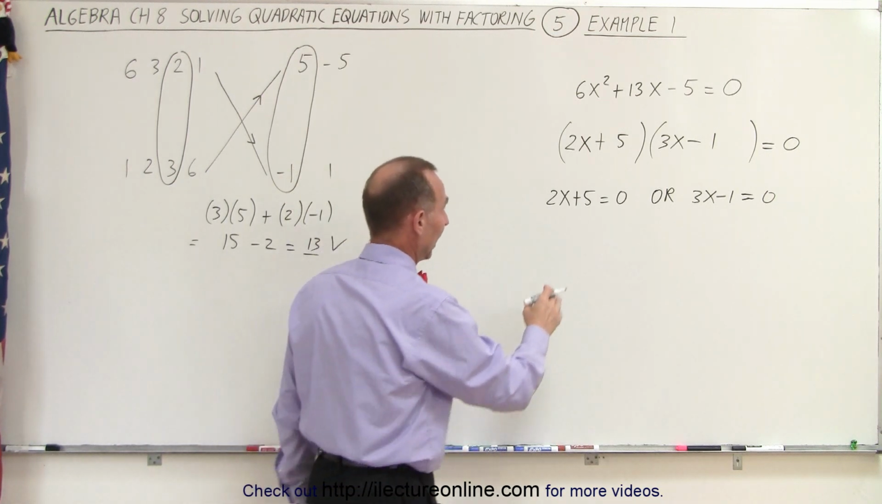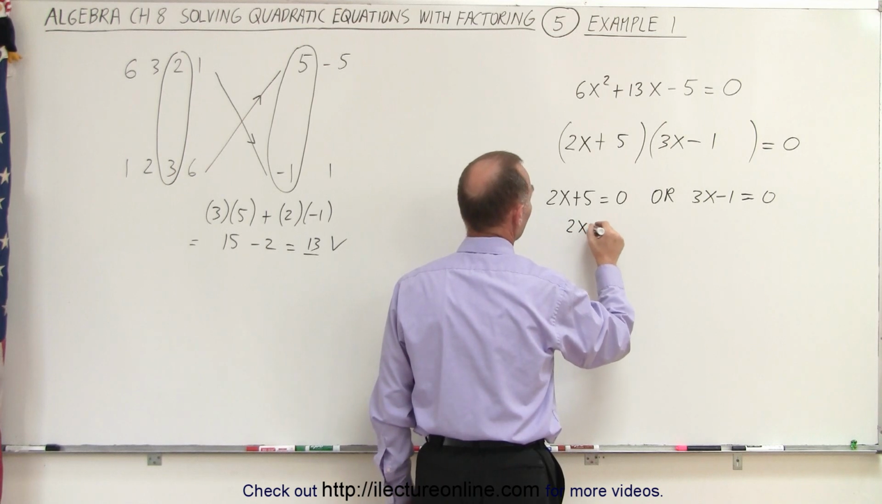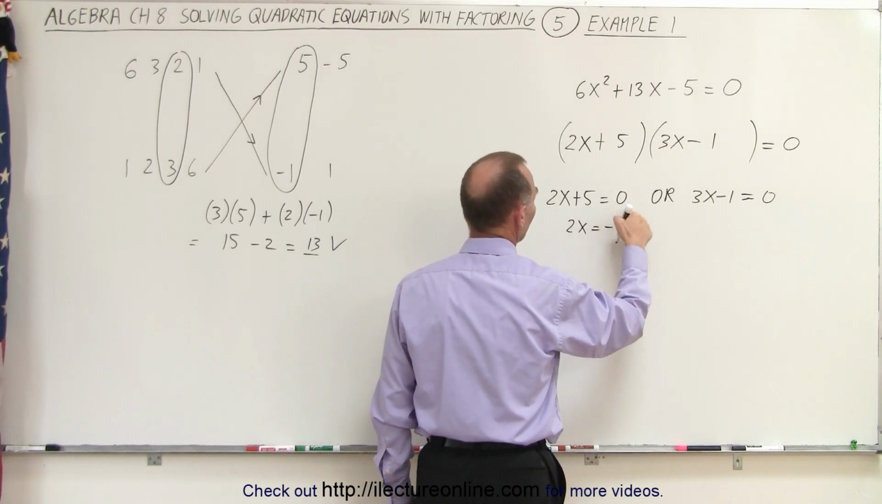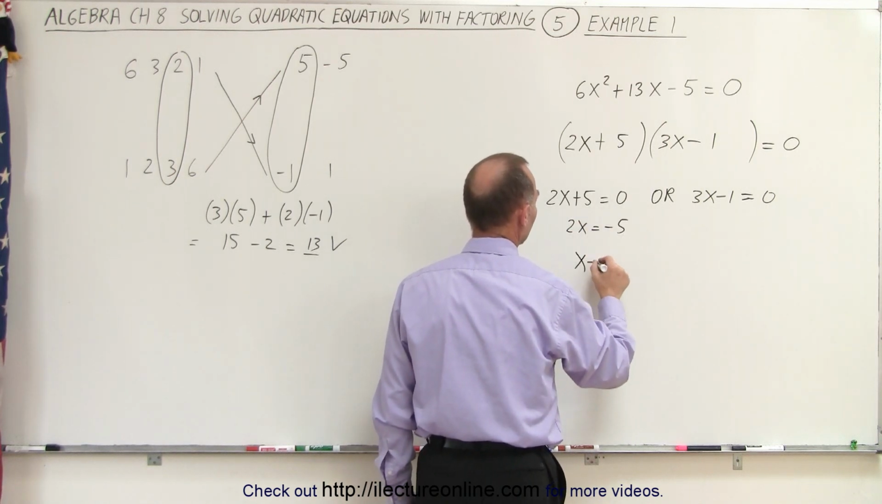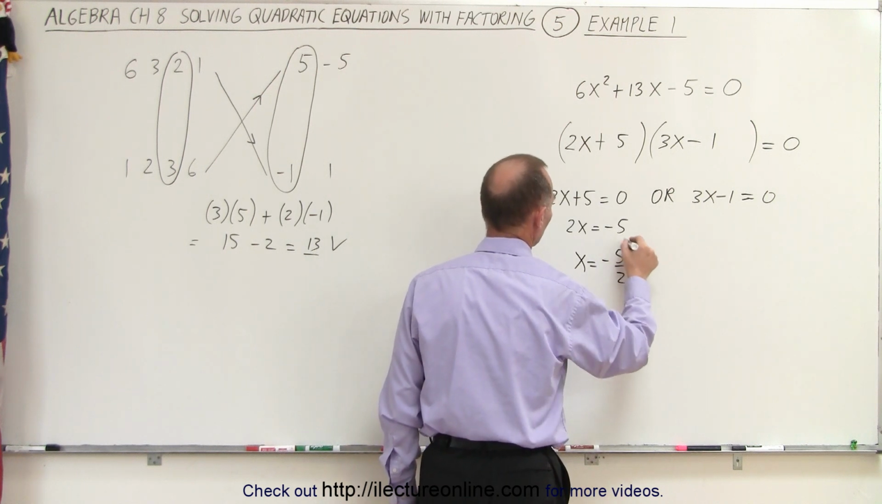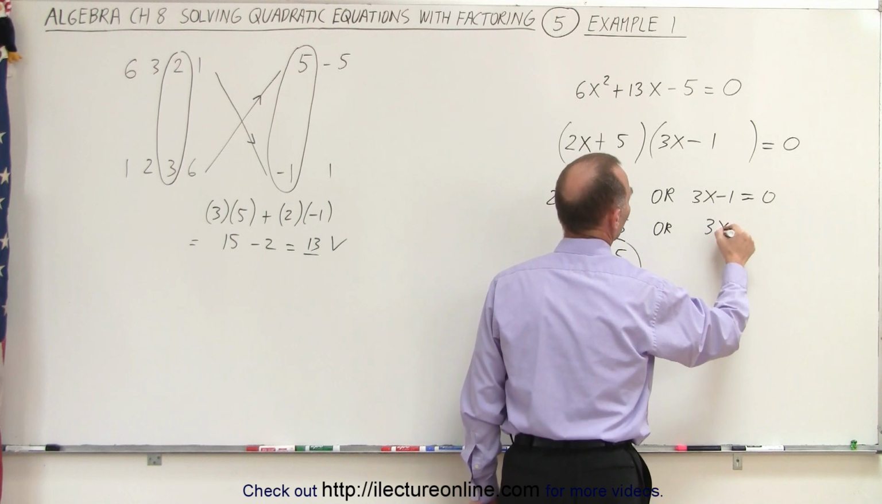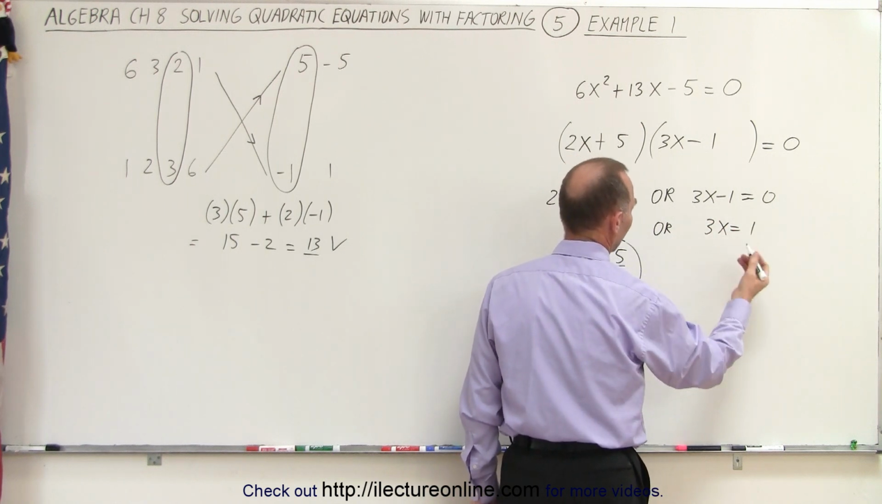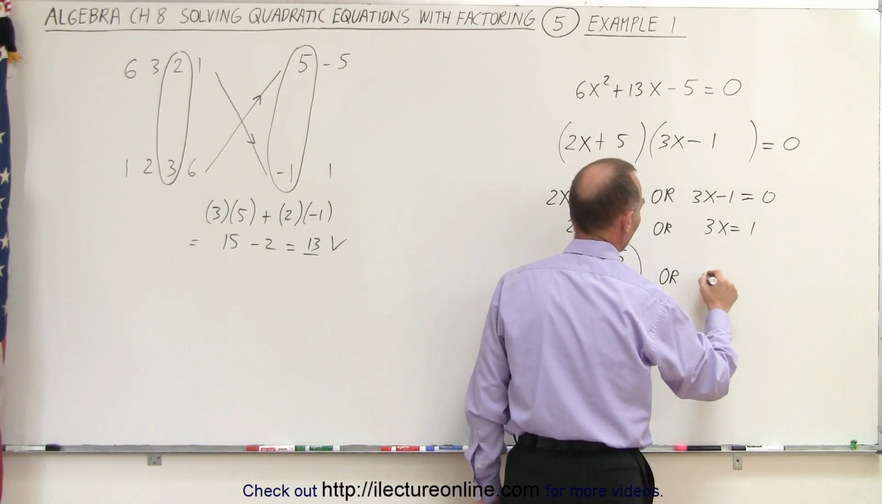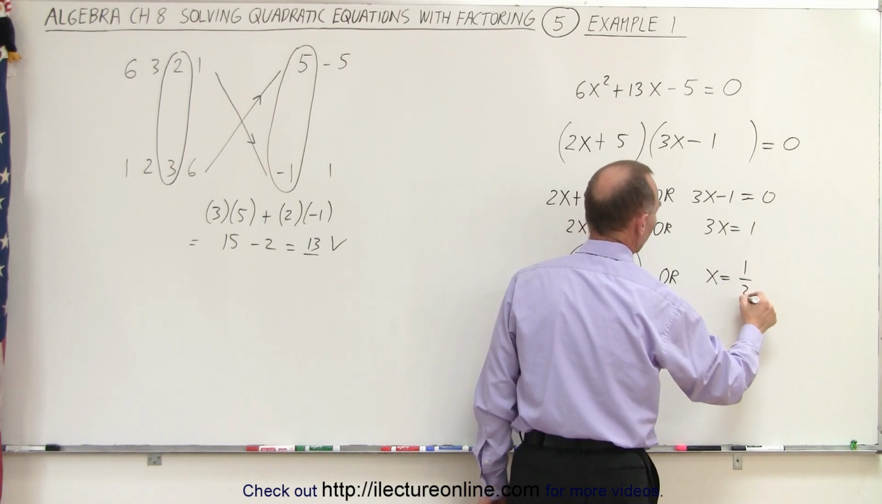And then we solve for x. In this case, that would be 2x equals negative 5. It changes sign when I cross the equal sign. So x equals minus 5 over 2, which is one solution. Or here I have 3x equals a positive 1, and then I divide both sides by 3. I can then say that x equals 1 over 3.